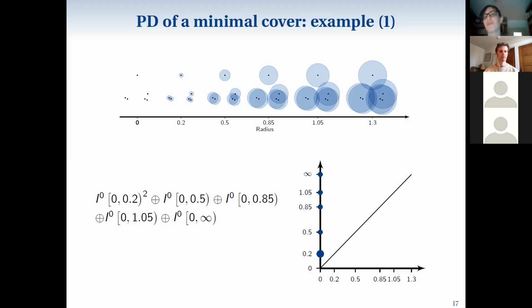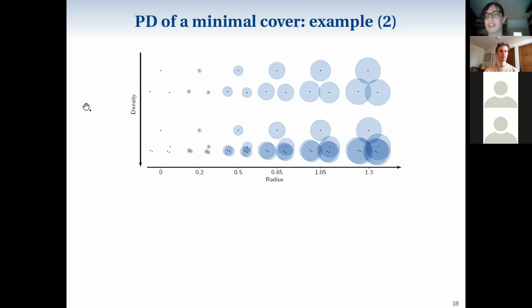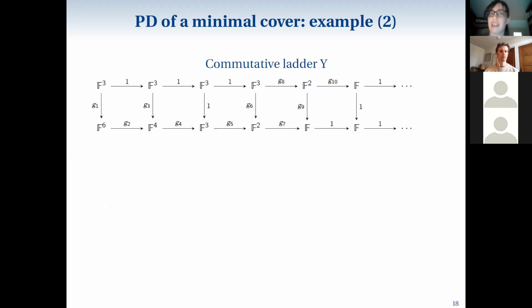But what if you don't want to study just H0 of this filtration, but you want to compare it with something which has a lower density? Then in this case, what you will obtain is a commutative ladder comparing H0. Again, I decided not to write these huge matrices, but those are clearly not monomorphisms.